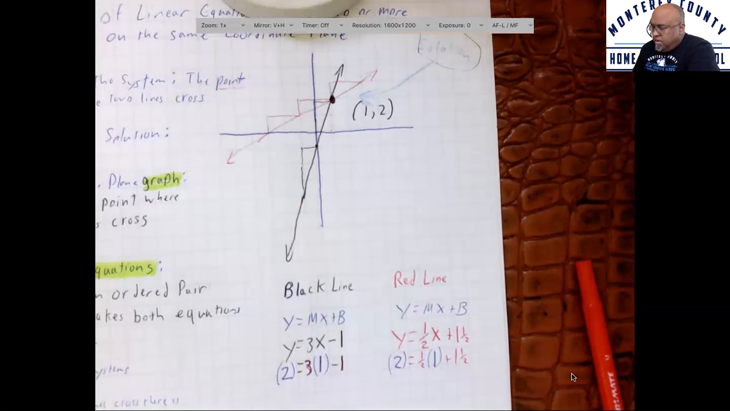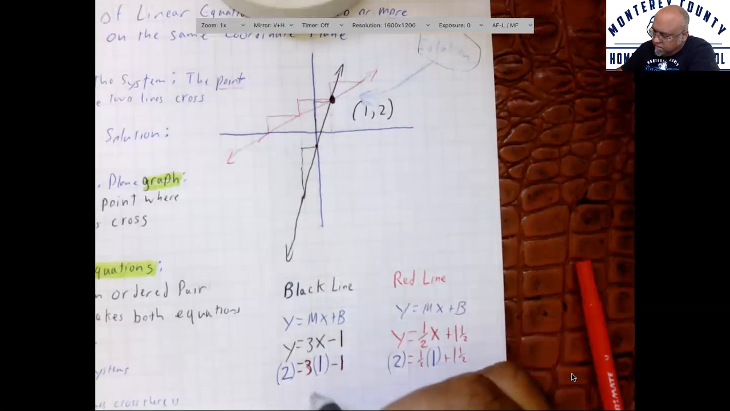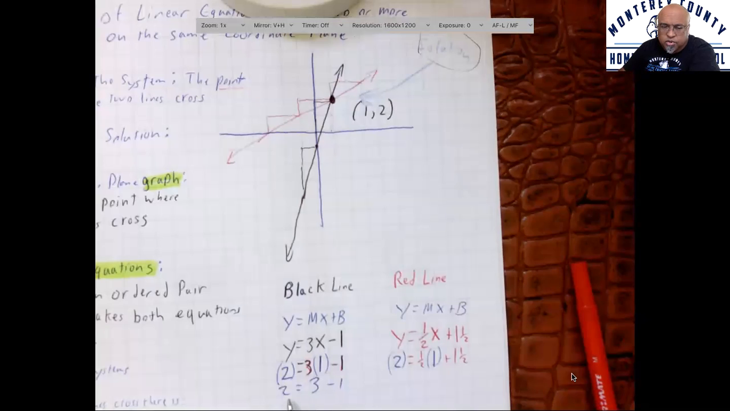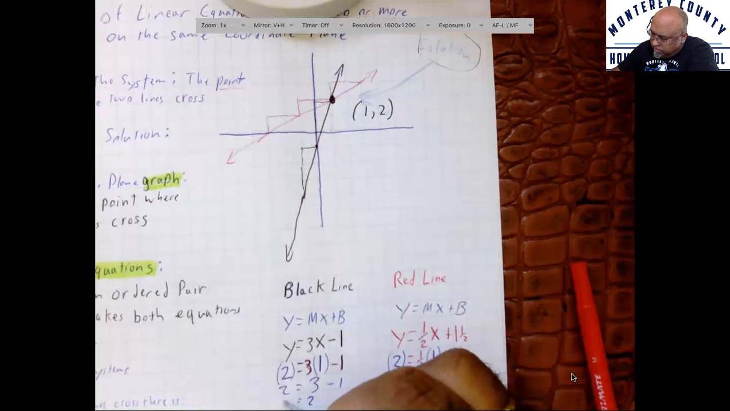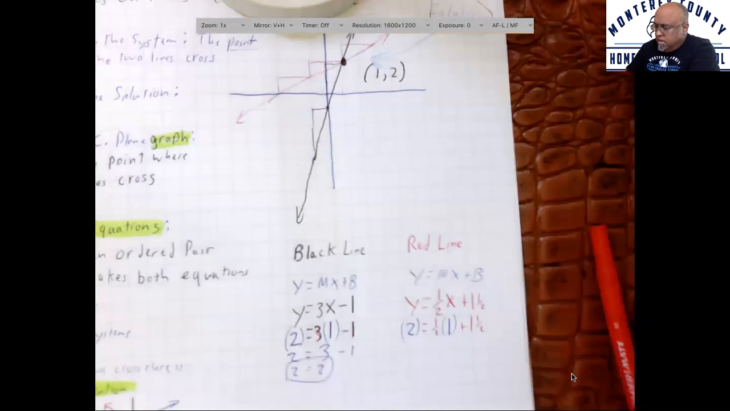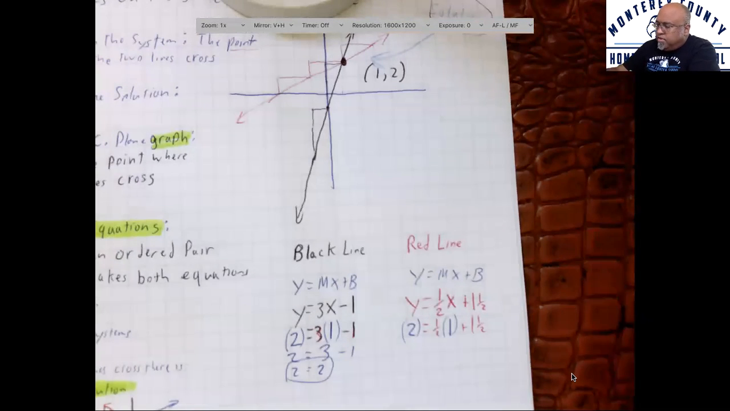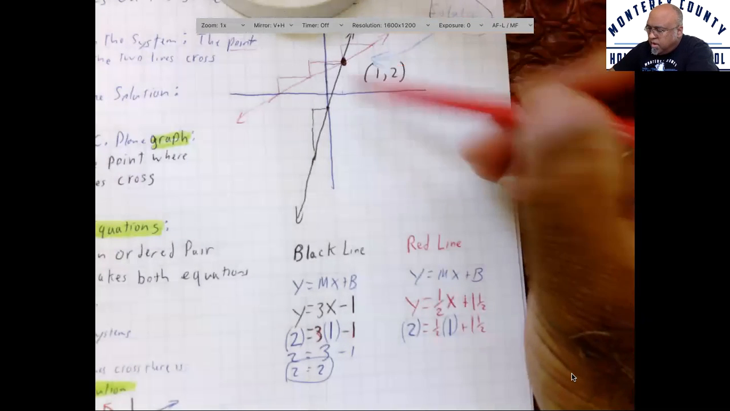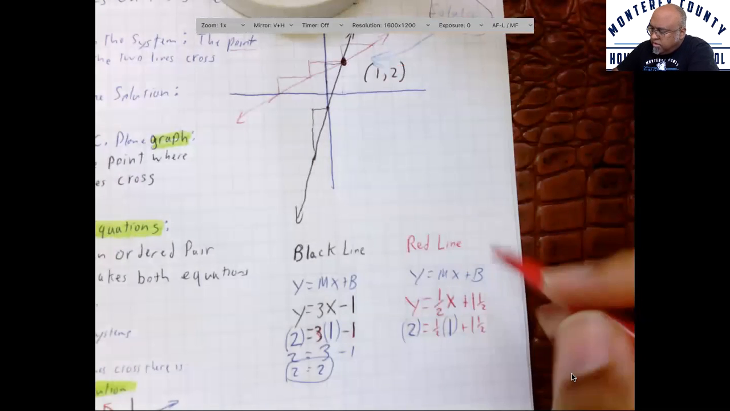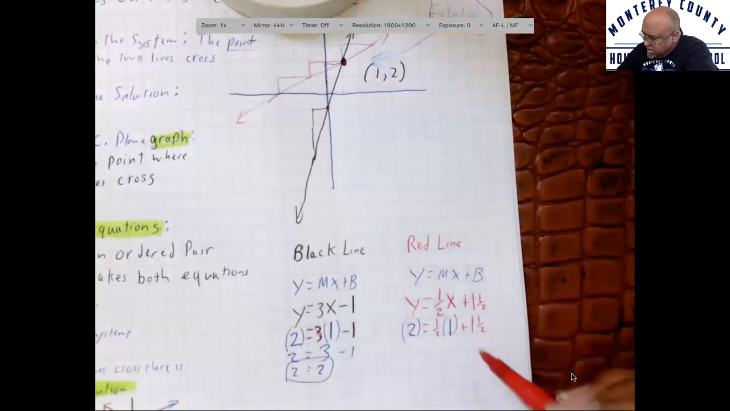Okay, let me go ahead and simplify. 3 times 1 is 3. So the question is, does 2 equal 3 minus 1? Yes, it does, because 3 minus 1 is 2, and 2 obviously equals itself. So when I substitute in the point here, I got a true statement for the black line. Now let's go ahead and do it for the red line.